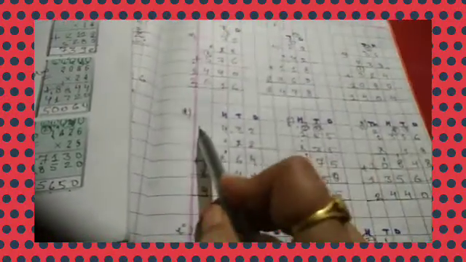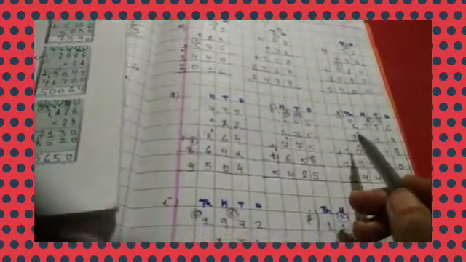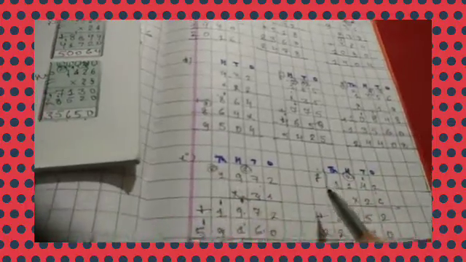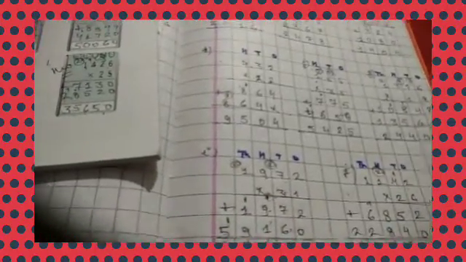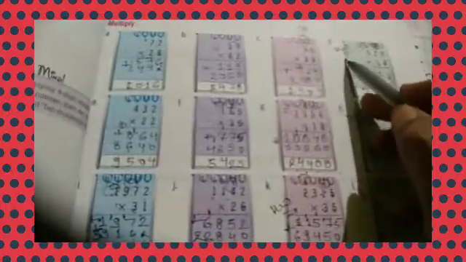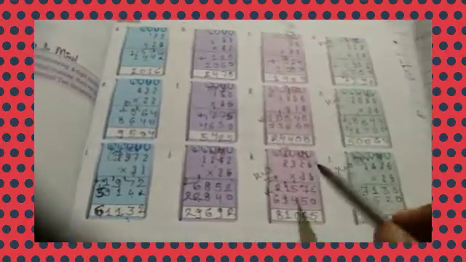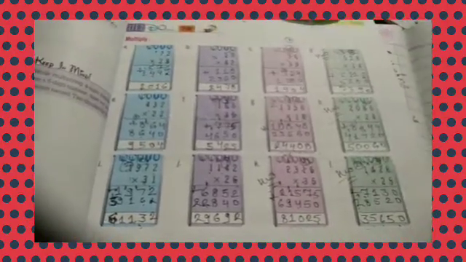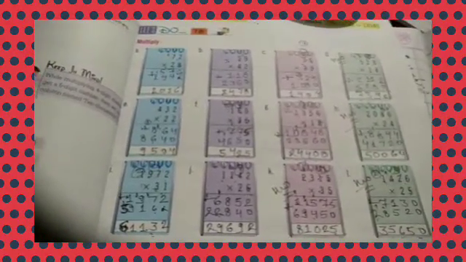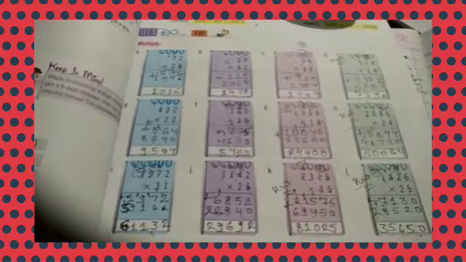So we have done part A, B, C, D, F, G, I and J. Rest, part D is for your homework, H is for your homework, L and K is for your homework. And homework you have to do in your homework copy, and rest of the sums you have to complete in your classwork.